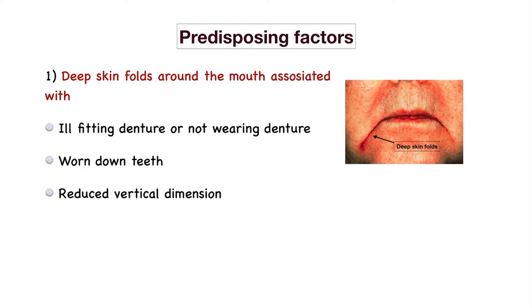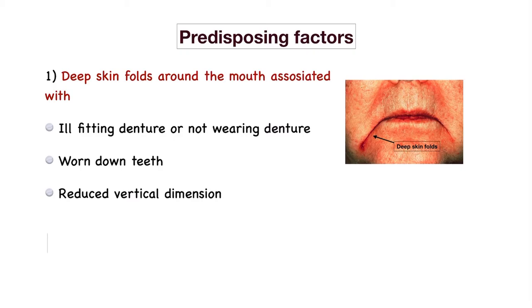Here, overclosure means when the upper and lower jaw come together too far, which creates pouching at the angle of the mouth, thus giving your face a collapsed appearance, as you can see in this picture. Because of reduced vertical dimension, deep skin folds are created.